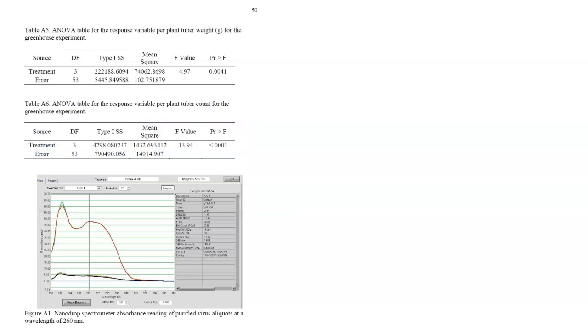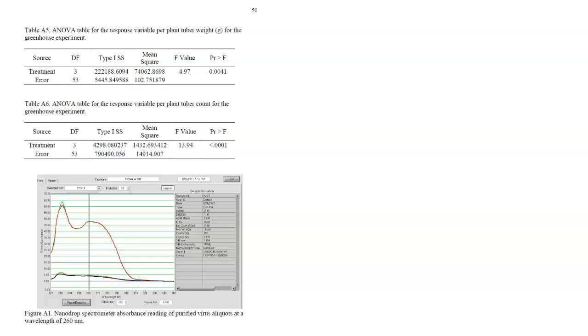On the top, you've got an ANOVA table for the response variable, per plant tuber weight in grams, for the greenhouse experiment, and it's got your treatment, degrees of freedom, your treatment error. There's another table below it, which gives you an ANOVA table, and you can see what your p-value is, what your F-value is, what your mean squares are, and therefore you can get a lot of information from it. The bottom part is a figure, and it says NanoDrop spectrometer absorbance reading of purified virus aliquots at a wavelength of 260 nanometers. And that gives you the plot in there so that you can see that as well.